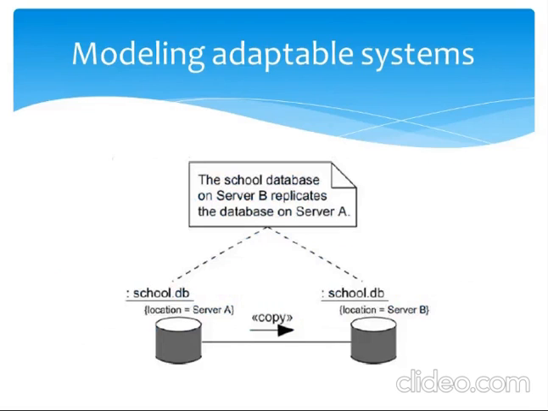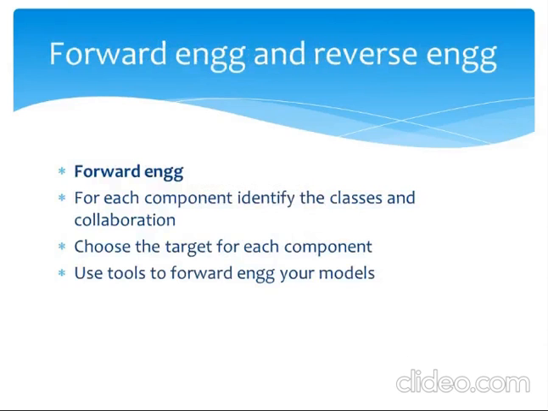This is an example for how to model an adaptable system. First of all, there are two databases. One is located at server A, the other is located at server B. From server A, we are copying the school database to server B. This server B is replicating, copying the database from server A. In this way, we can adapt the systems.